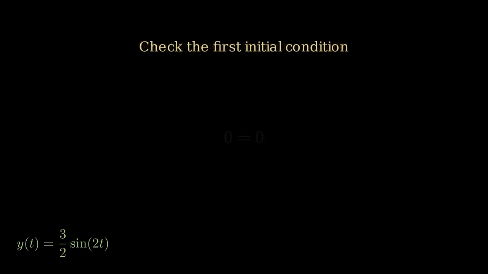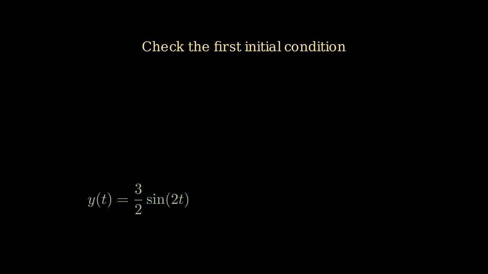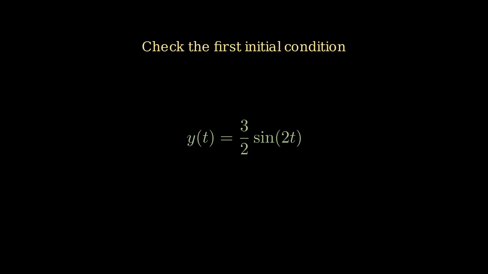Finally, check the initial conditions. At t equals 0, y equals 3/2 times sine of 0, which is 0, matching y of 0 equals 0. Also at t equals 0, the derivative equals 3 times cosine of 0, which is 3, matching the derivative of y at 0 equals 3, so the solution checks out completely.